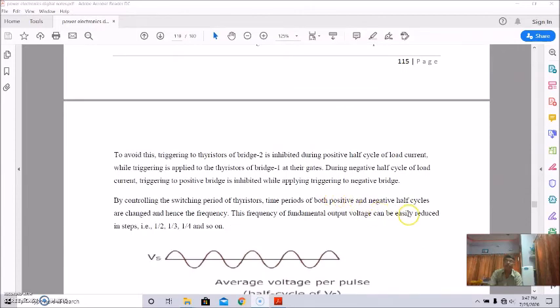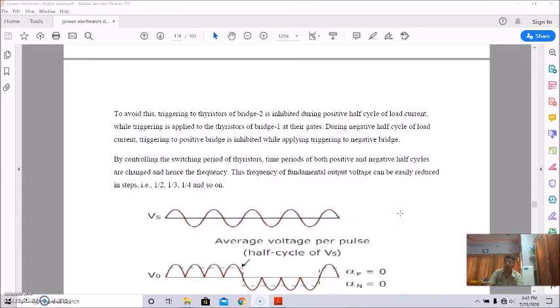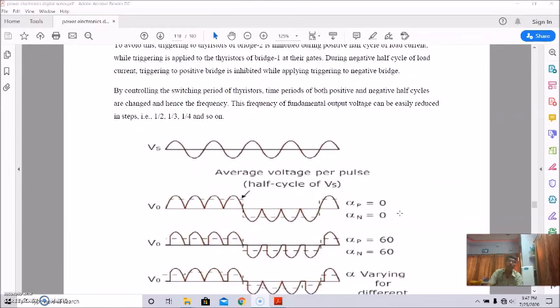To avoid this, triggering of the thyristors of bridge 2 is inhibited during positive half cycles of the load current, while triggering is applied to the thyristors of bridge 1 at their gates. During the negative half cycle of the load current, triggering of the positive bridge is inhibited and triggering is applied to the negative bridge. So by controlling the switching period of the thyristors, the time periods of both positive and negative half cycles are changed, and hence the frequency of the fundamental output voltage can be easily reduced in steps, that is half, 1/3, 1/4, and so on.